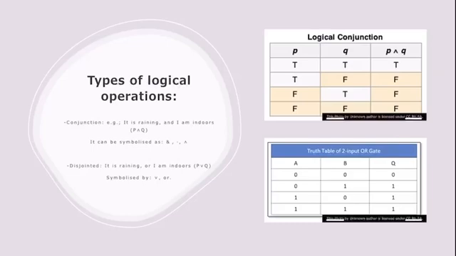Another is disjunction, a less demanding logical operation that is satisfied if only one of the two propositions can be proven to operate correctly. Example, it is raining or I am indoors, represented as P V Q. It can also be represented by the word or as a symbol.